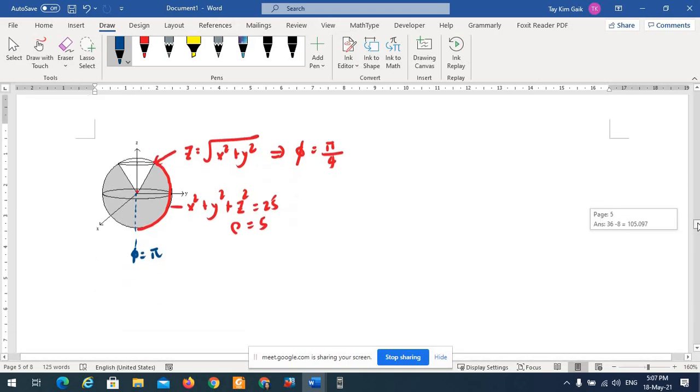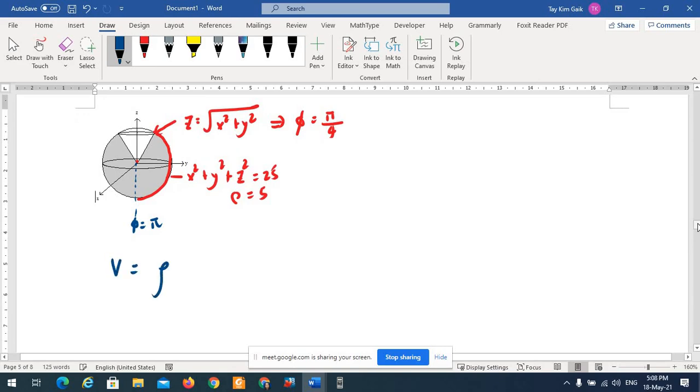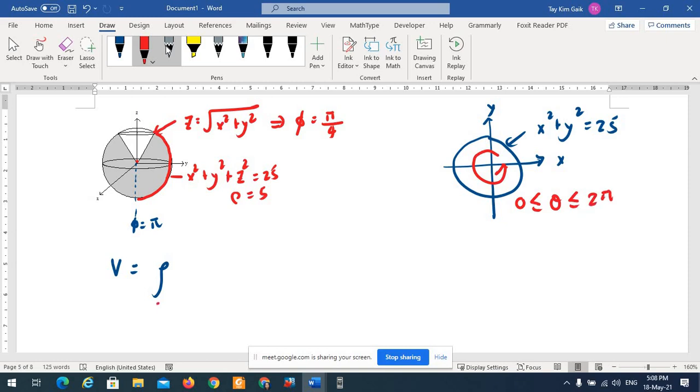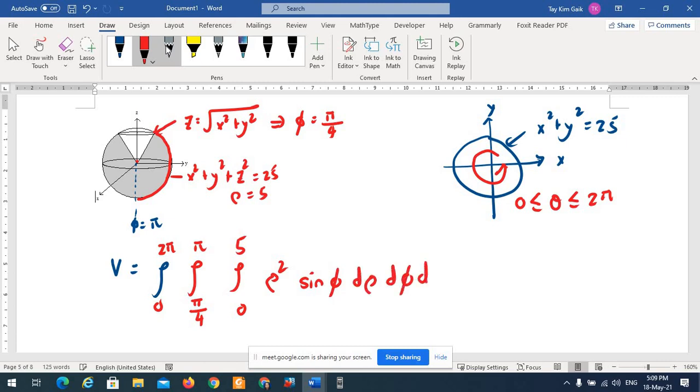And then how to evaluate it? This is the same thing. The projection of the remaining solid gives you the full circle, in the xy plane, z equal to 0. So your circle is x squared plus y squared equal to 25, and it's a full circle. That's why theta is from 0 to 2 pi, phi from pi over 4 until pi, and rho is 0 to 5. dV is rho squared sin phi d rho d phi d theta.